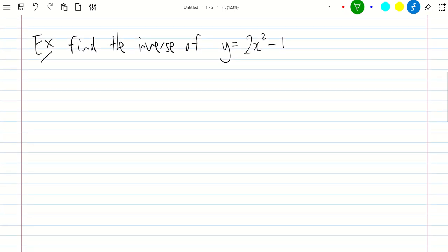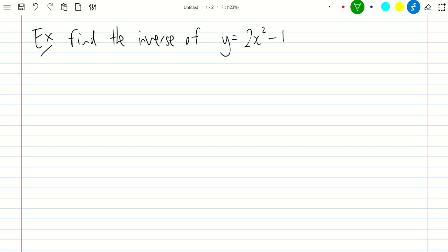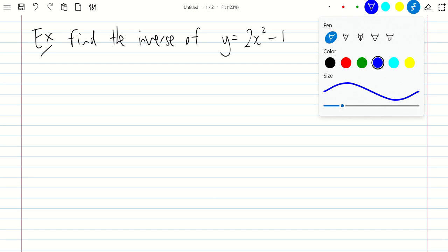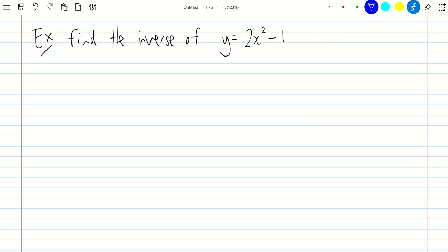Find the inverse of y equals 2x squared minus 1. I'm going to do this algebraically first, and then we'll talk about what it means graphically, because that's always important to think about. So I've got y equals 2x squared minus 1. Step 1 was to swap x and y over. So instead of writing y, I'm writing x, and instead of writing x, I'm writing y.